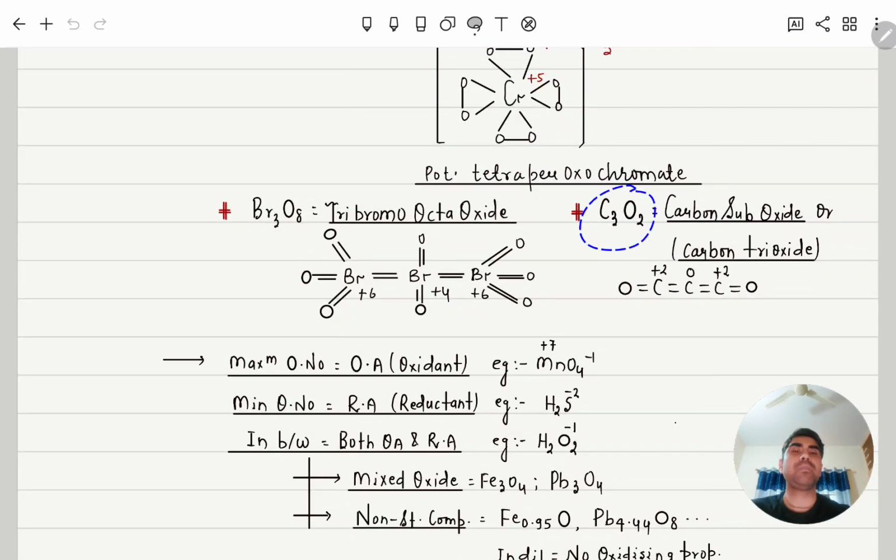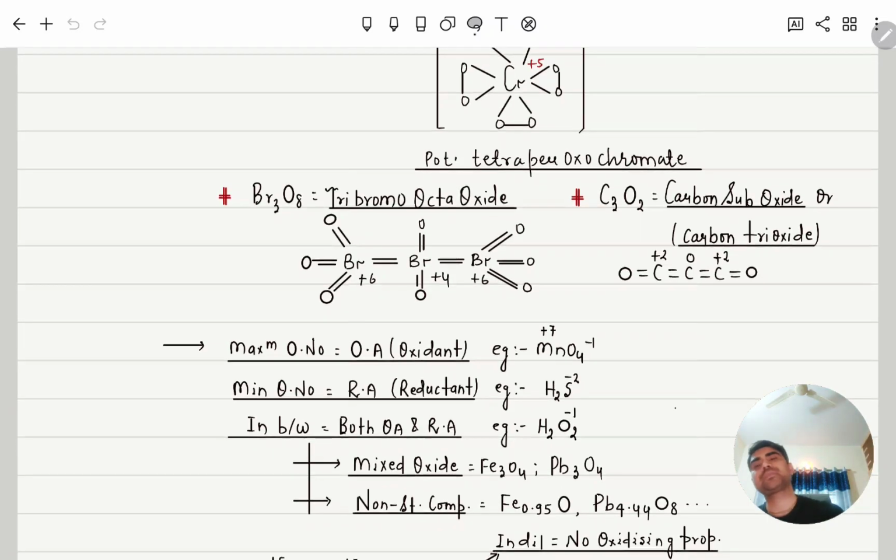Here is a very famous and very important one, carbon suboxide. You can see carbon, carbon, carbon. Here all 3 carbons are sp, so it is not a double bond, it is a triple bond. And here this oxygen is -2, so this carbon is +2. This side also is -2, so this is +2, and the middle is symmetrical, so 0 charge.